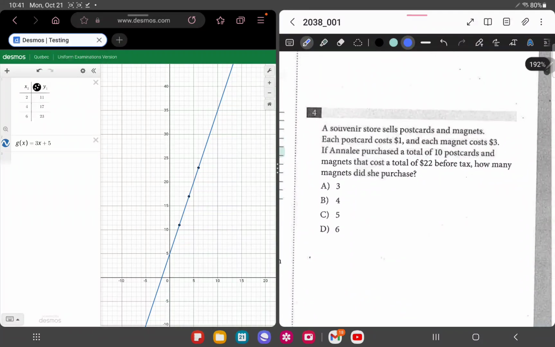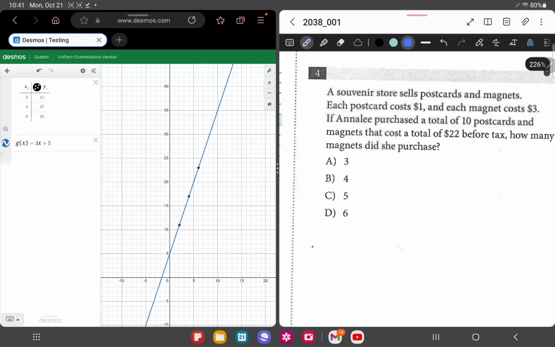Let's go to number 4. It's asking: a souvenir store is selling postcards and magnets. Okay, now each postcard is going to be sold for $1. Now magnets, each one is going to be selling for $3. Now Annalise, she's going to be purchasing a total of 10 postcards and magnets. That means in total she's going to be buying that, and it's going to cost her $22 before tax. Now, how many magnets did she buy?